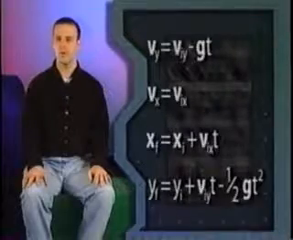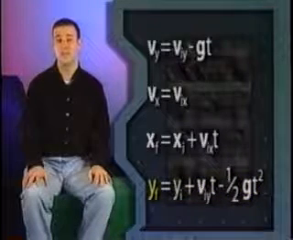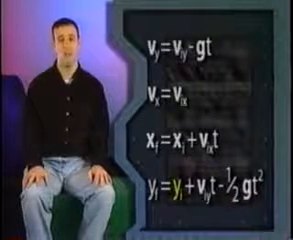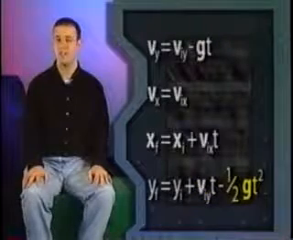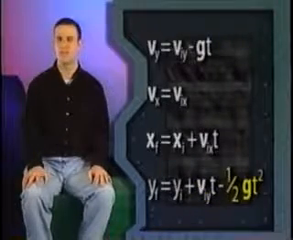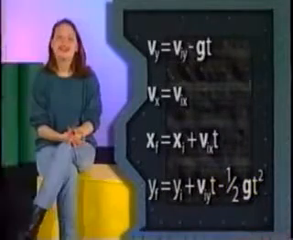So out of the four equations we've got for projectile motion, only one has y in it. That's y sub f equals y sub i plus v sub iy times t minus 1/2 gt squared. I know we don't have the time of the ball's flight, t, but we can figure that out. Here's how we do that.